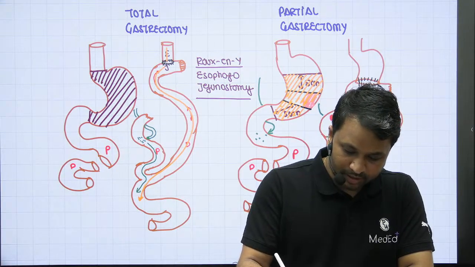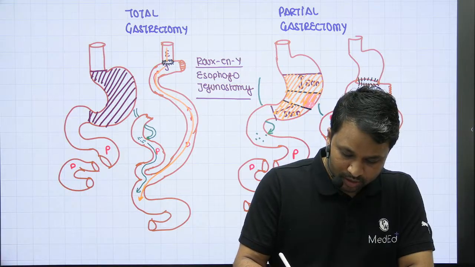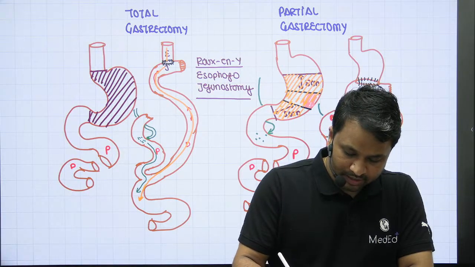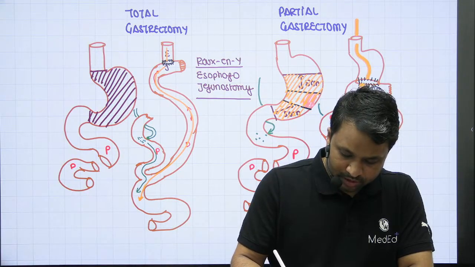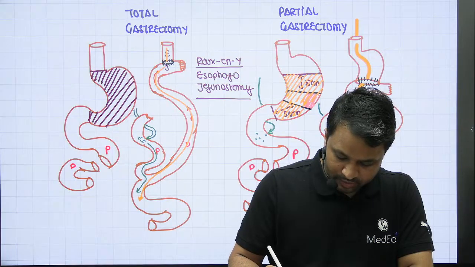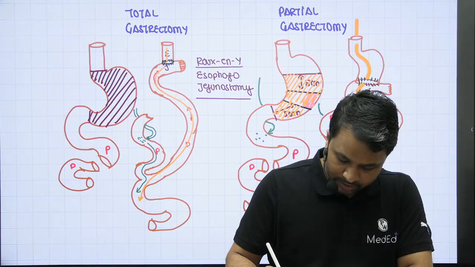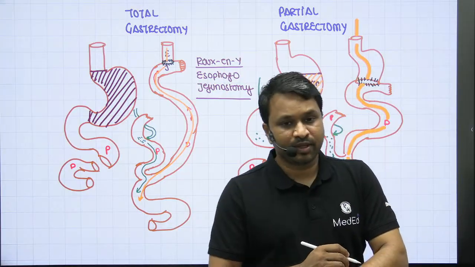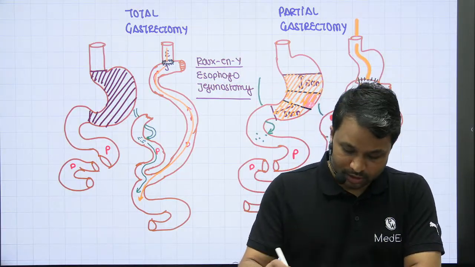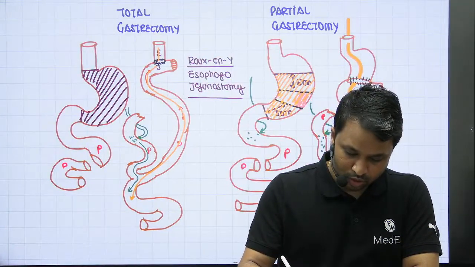Patient जब खाना खाएगा, whenever the patient is going to eat the food, that food is going to enter via the stomach into the jejunum and the food will continue to travel, and from here it will become a common channel. From here you will see both food and bile is going to mix together and go together, right? Now this surgery is what we call it as Roux-en-Y gastrojejunostomy.